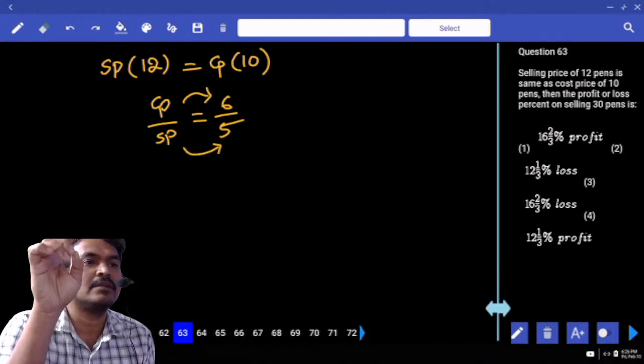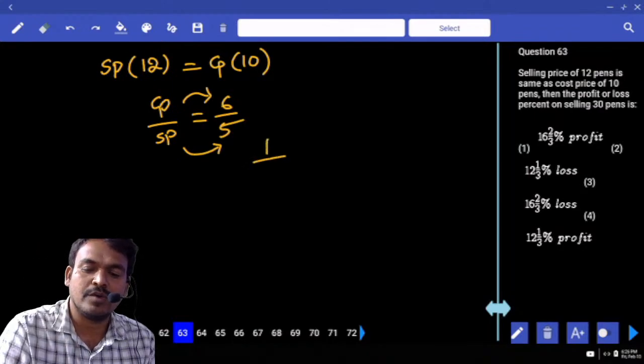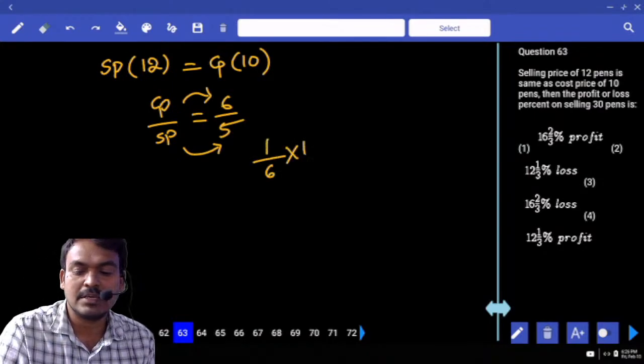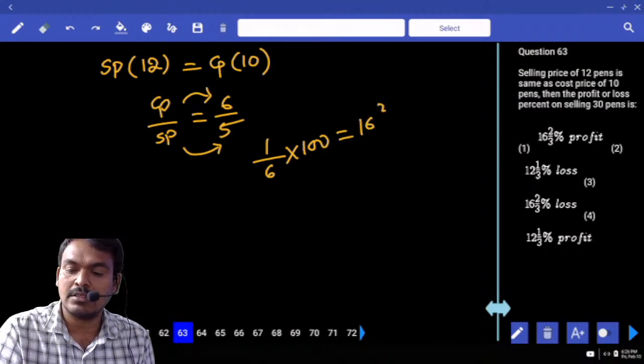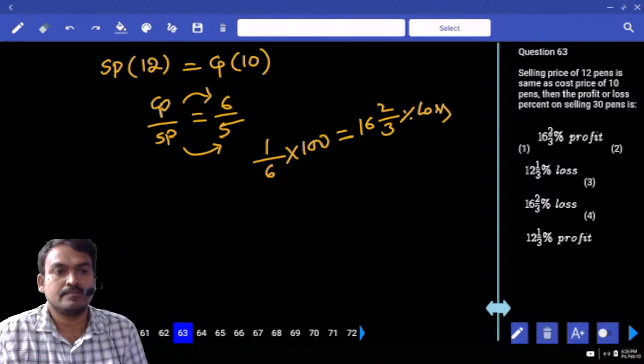Loss or gain? Loss. How many parts? 1 part. 1 upon which one? 6. 1 by 6 into 100. How much? 16 2 by 3%, or not? Loss or gain? Loss.